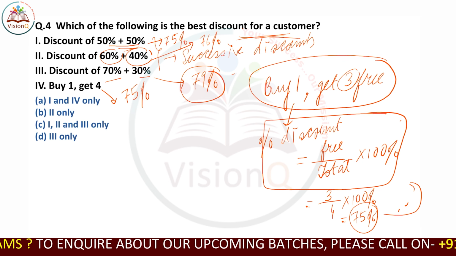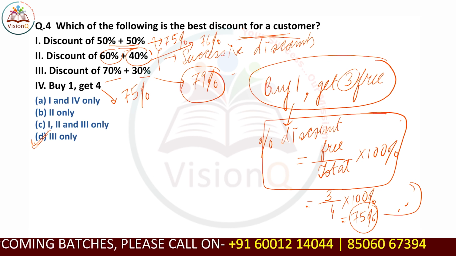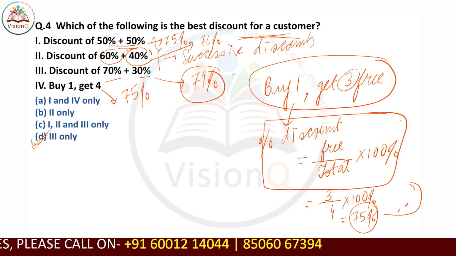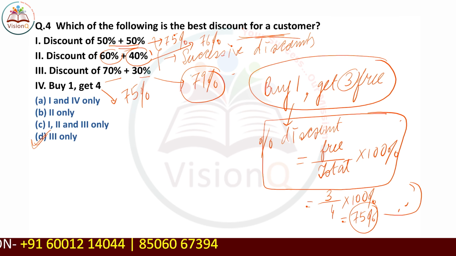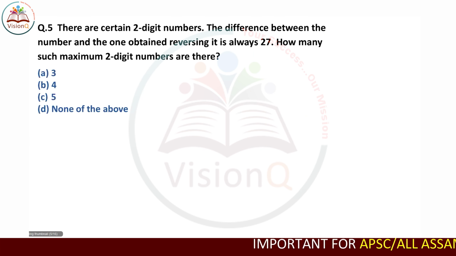So the answer of this question number 4 is option number D, that is 3 only, because in case of 3 only, the customer is getting the highest discount of 79%. So these two were some important questions on the topic of profit and loss. So students, let's discuss the next question here, question number 5.